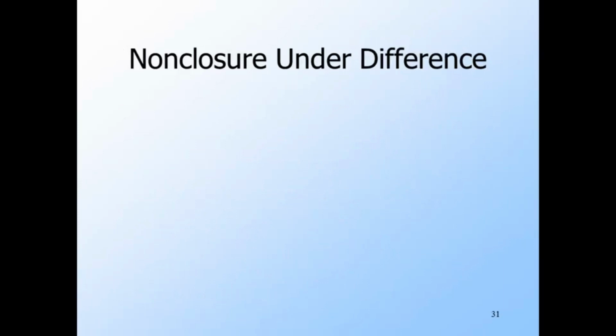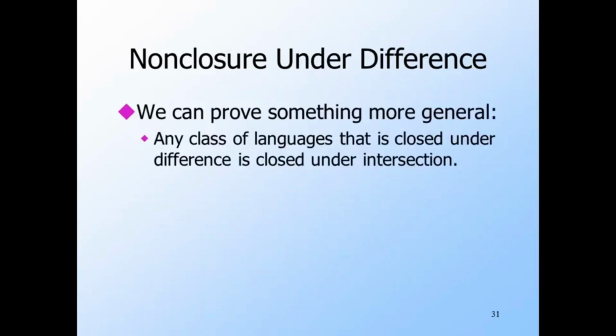We can also show that the difference of two context-free languages is not necessarily context-free. In fact, we can prove something surprising. Intersection can be expressed in terms of difference alone. Therefore, if any class of languages is closed under difference, it is also closed under intersection. The argument is that the intersection of any two languages, L and M, regardless of whether they're regular, context-free, or not context-free, is the difference between L and L minus M.